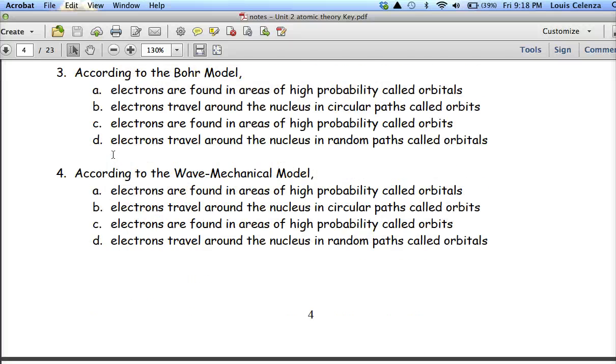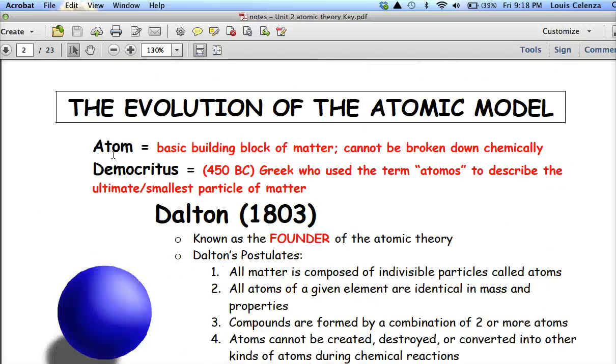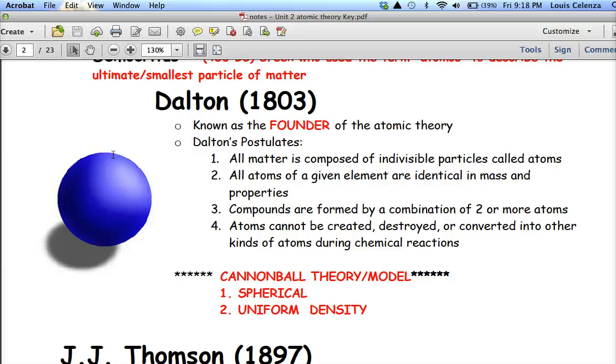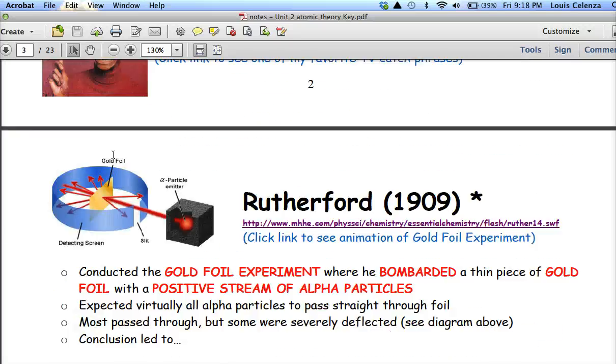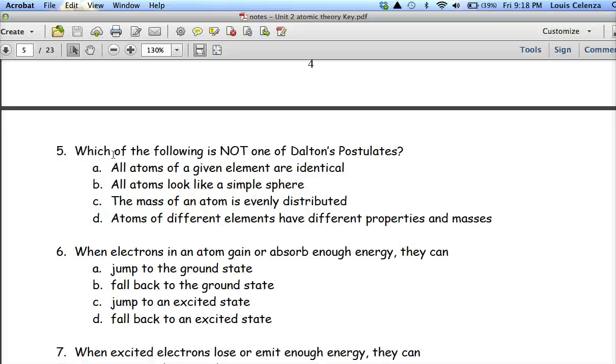Well, let's go back and look at Dalton. That's a good thing about this, you can always go back. All atoms of a given element are identical in mass. Atoms cannot be created nor destroyed. So I'm going to say that it is going to be D. Atoms of different elements have different properties and masses. That is not listed in this thing. That actually happens to be true. I don't really like this question, so we're going to move on because I think there's actually two answers here.